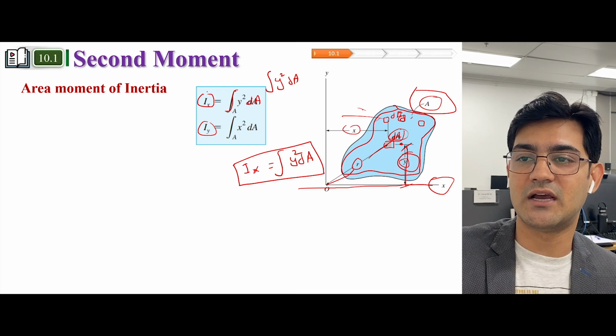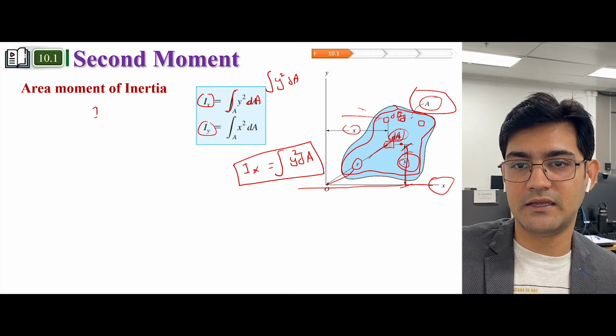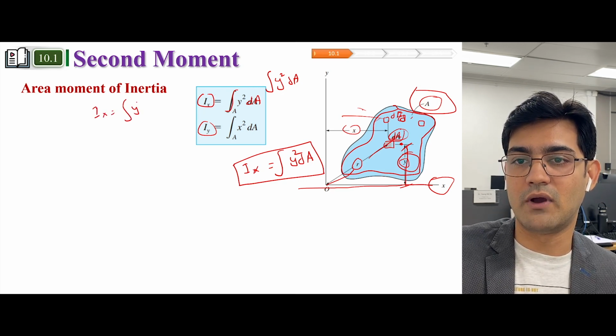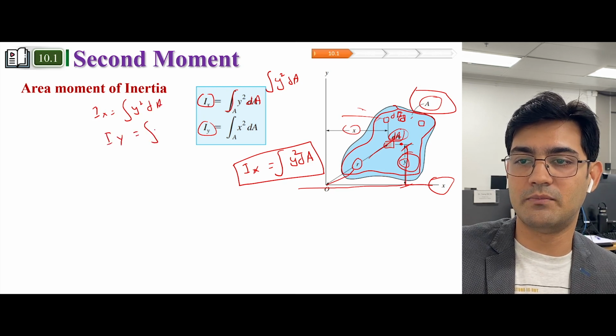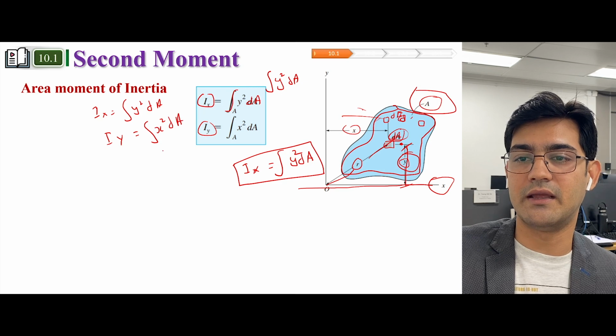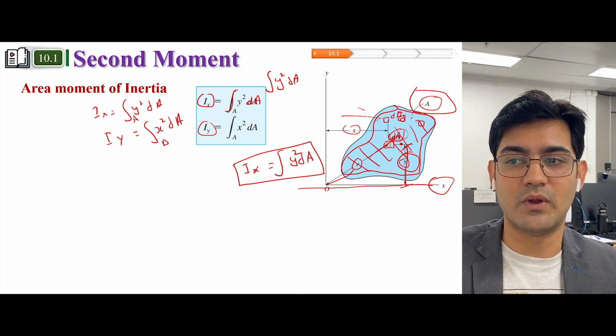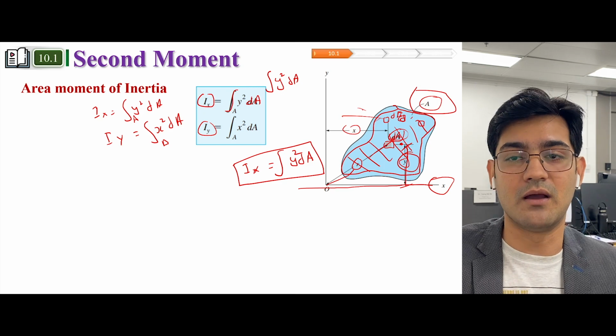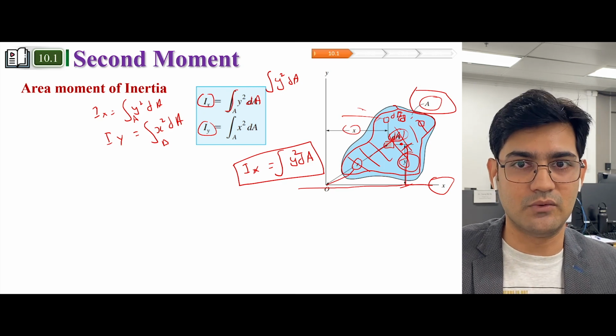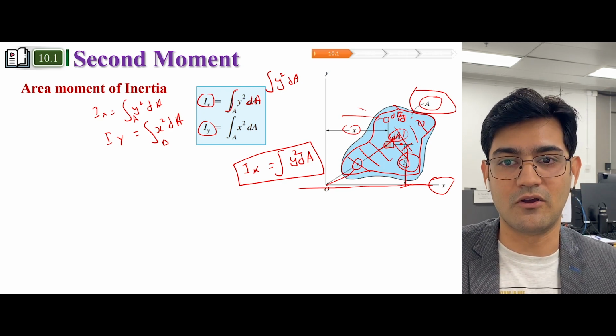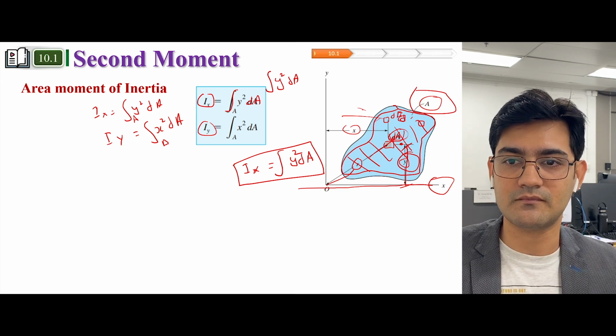So moment of inertia Ix is equal to the integral of y squared dA, and moment of inertia along the y-axis would be equal to the integral of x squared dA, and you have to integrate over the entire area. Basically this is just a general mathematical formulation, and once we do the example, it will become clear how we can calculate the moment of inertia of different areas.